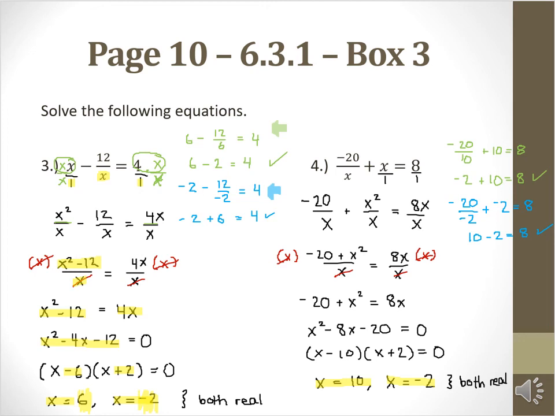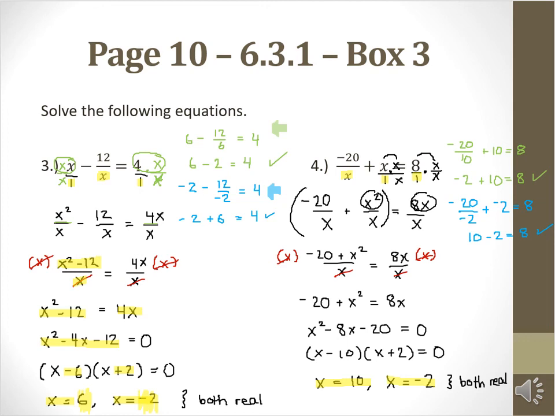For problem 4, let's use the same kind of approach. I noticed that the negative 20 has a denominator of x. The other two terms, the x and the 8, have a denominator of 1. So in order to get everything with the same denominator, I'm going to multiply the x by x over x, and I'm going to multiply the 8 by x over x. And when we do that, the negative 20 over x doesn't change, but x times x gives me x squared, and 8 times x gives me 8x. Then I can combine the addition of these two fractions. So negative 20 over x plus x squared over x.